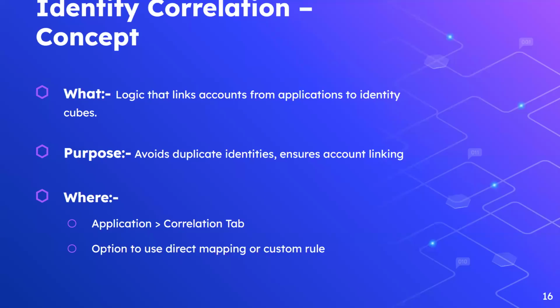So identity correlation is basically correlating one attribute with the other. It's basically one example. What it is basically that can link accounts from applications to identity cubes. So, Rafi, in one organization, there is not a single account. There are multiple applications, multiple accounts, and one identity, one user can have multiple accounts. So there needs to be some correlation with those. Whenever the user is being given access to an account, a correlation is created. That is one way of putting things.